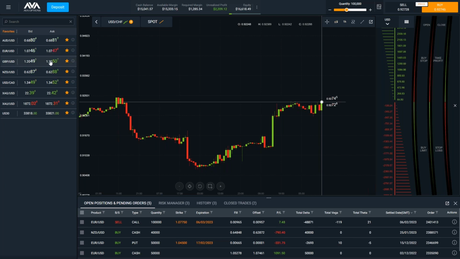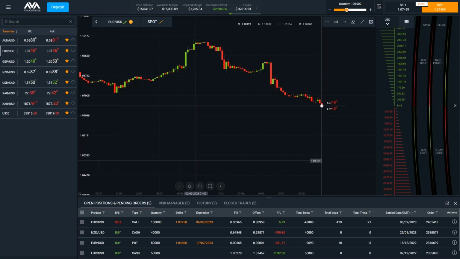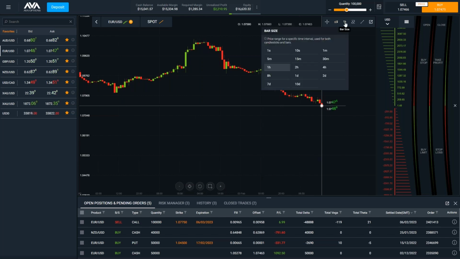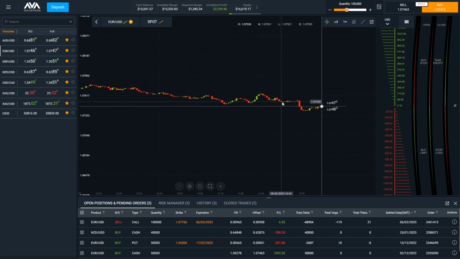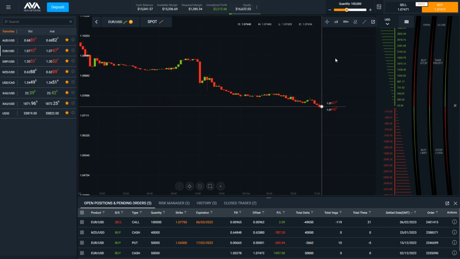Let's say I'm interested in trading euro against the dollar. Here is my default chart. I'm currently actually on a 1 hour chart. You can look at 1 minute bars, 30-minute bars, etc.